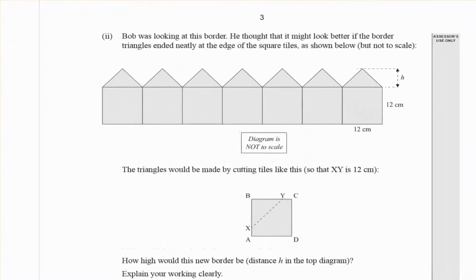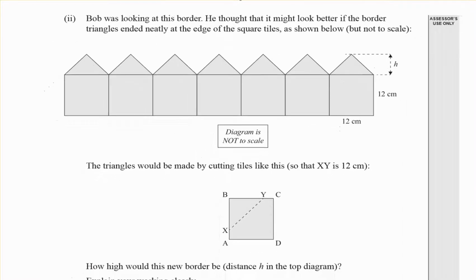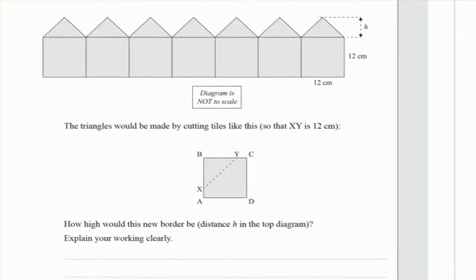Right, same pattern. How high would this new border be? Distance h in the top. So once again we're back to our right angle. Obviously this side is 12, and if I'm dropping the perpendicular down here, then it will go halfway, which will make this 6. I can see that that whole side there is 12 centimetres. XY is 12 centimetres, which makes half of it 6, and I've got the 45 degree angle again.